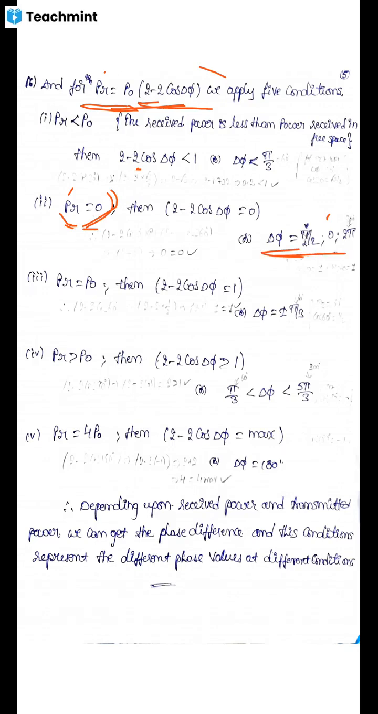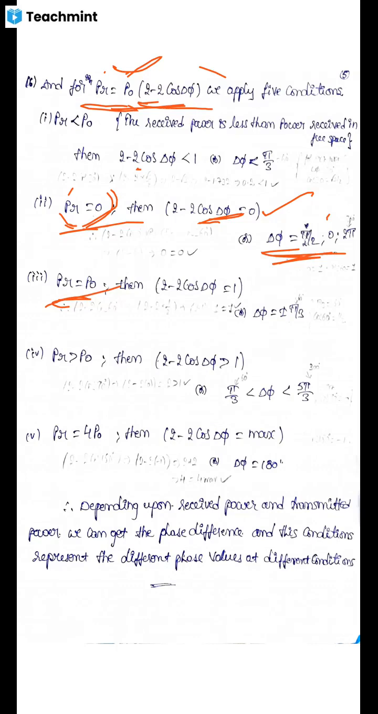If I take del phi value 0 and apply here, then cos 0 is equal to 1. Then 2 minus 2 into 1, so 2 minus 2 is 0. So 0 into P naught, substitute here, 0 into P naught is 0. So PR is equal to 0. We get the PR is equal to 0 condition when del phi is equal to 0 or 2 pi.